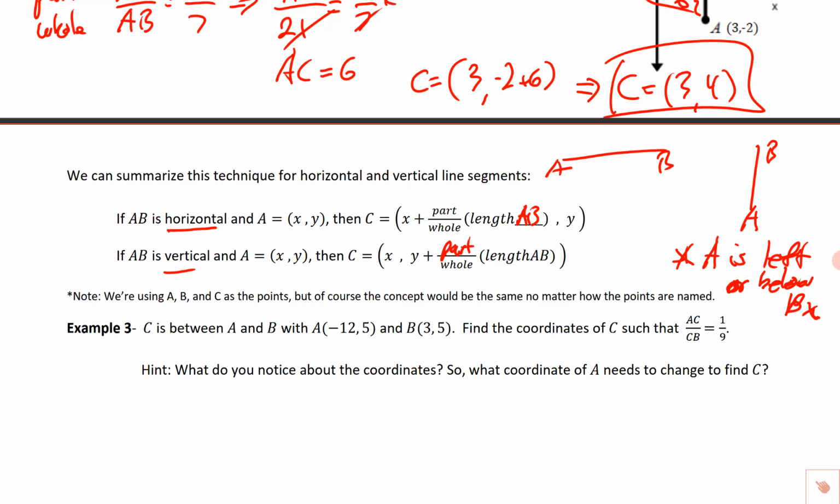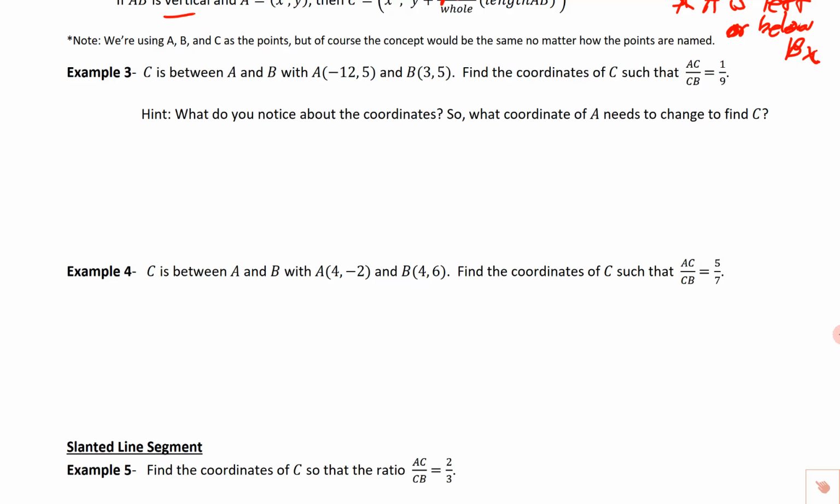Okay. Let's take a look at these guys. Said we were going to start off with some easy ones. These are still horizontal and vertical, but let's take a look. So we've got these points. A is at -12, 5, and B is at 3, 5. So let's draw a picture of that. A is over here at negative 12 comma 5. B is over here at 3 comma 5.